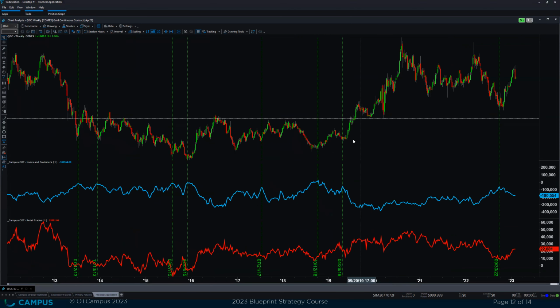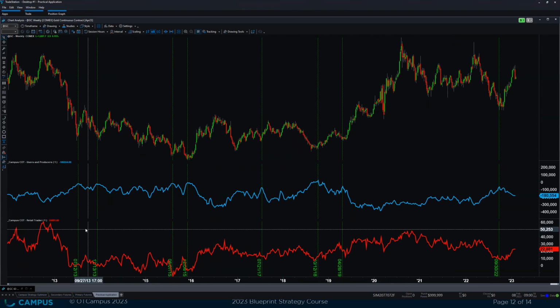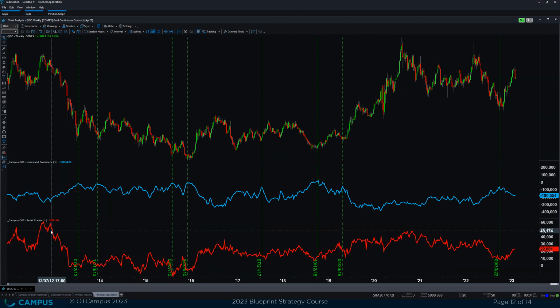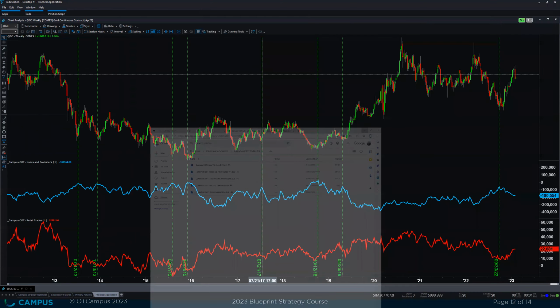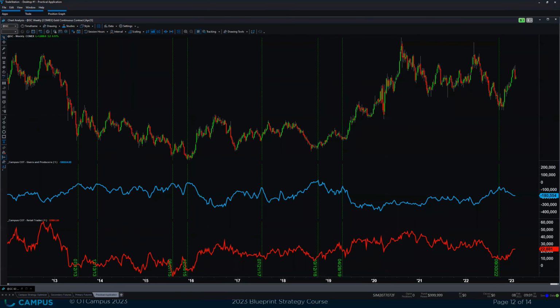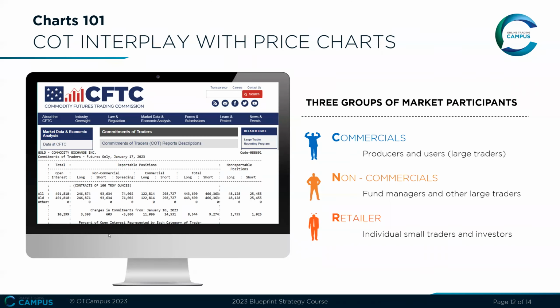Because look, we can also go into the very past. So with the retailers as well, we can also see what they're doing. How can we see what they're doing? Well, the individual small traders and investors, they don't really have to report their position size, right? But their position size is still in the system.